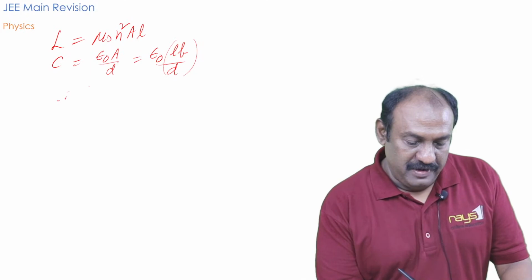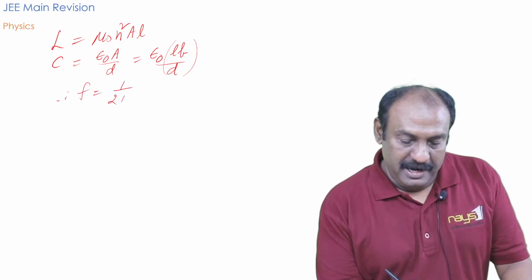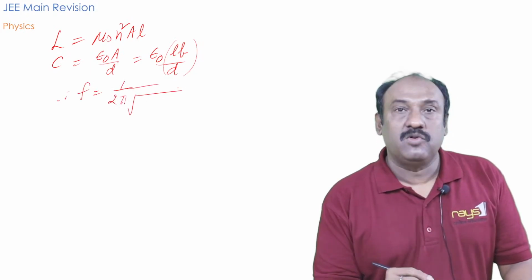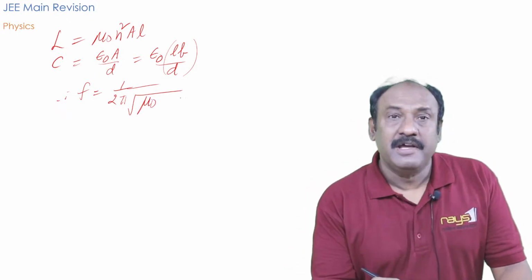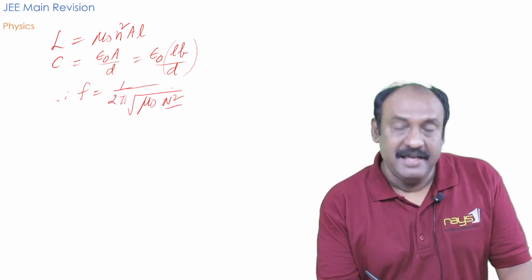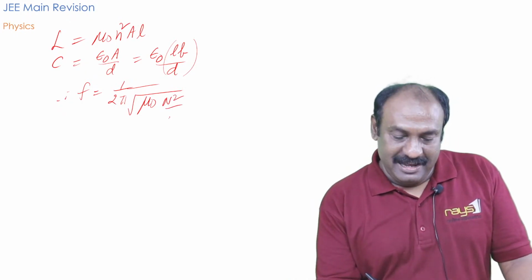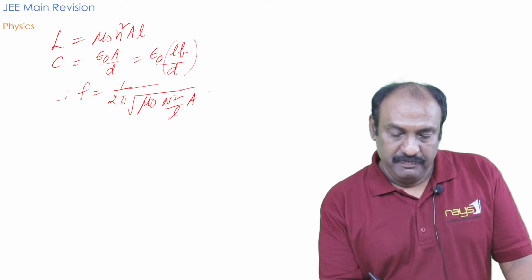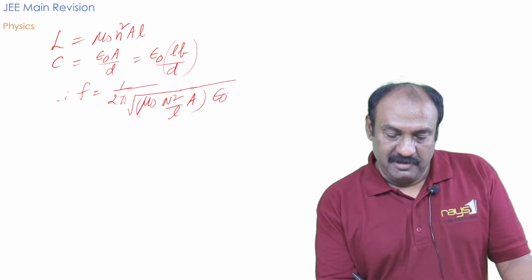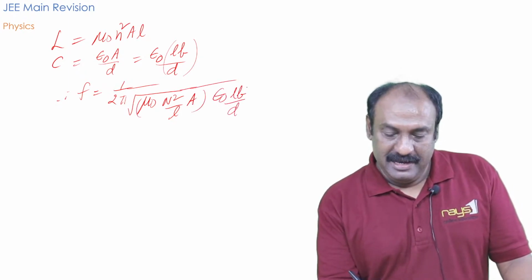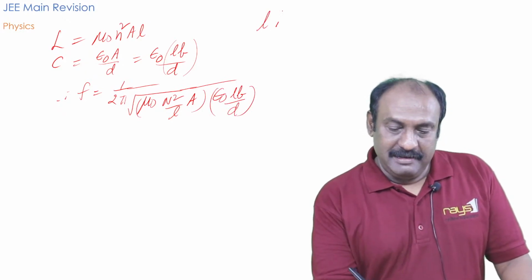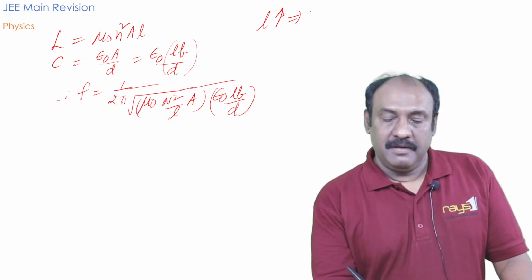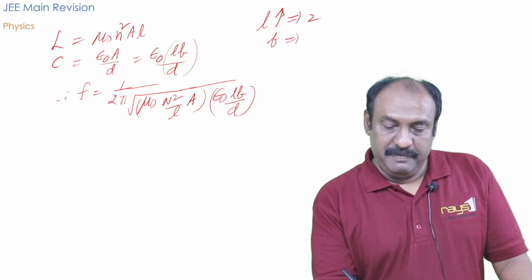Therefore f = 1 by 2 pi into the square root of mu naught, in place of n it is n square by L square, where L gets cancelled, so n square by L into A, into the capacitance epsilon naught into length into breadth by the distance between the plates of the capacitor. Here L increases by 2 times, B increases by 2 times and D increases by 2 times.